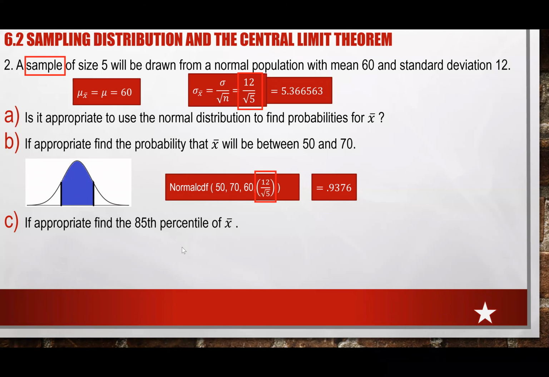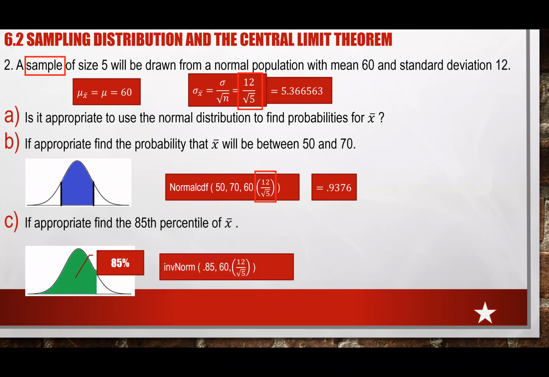And again, let's take a look at C, the 85th percentile. Percentile tells us that this is the percentage to the left, and for the percentage to the left, we know that we need to use the inverse norm. The inverse norm in this case will be 0.85, comma, the mean, which is 60, and the standard deviation, because we deal with a sample, we have to use the standard error, which is square root of 12 divided by square root of 5.